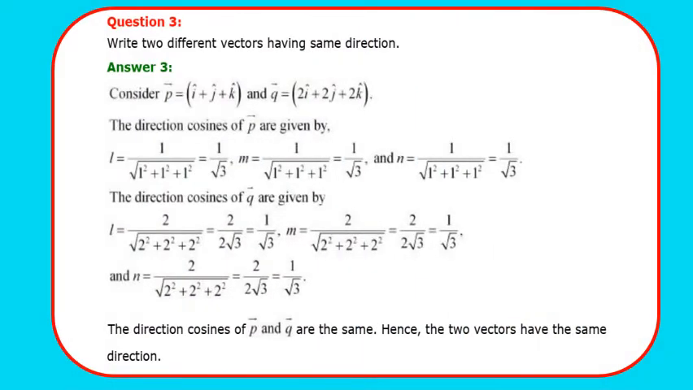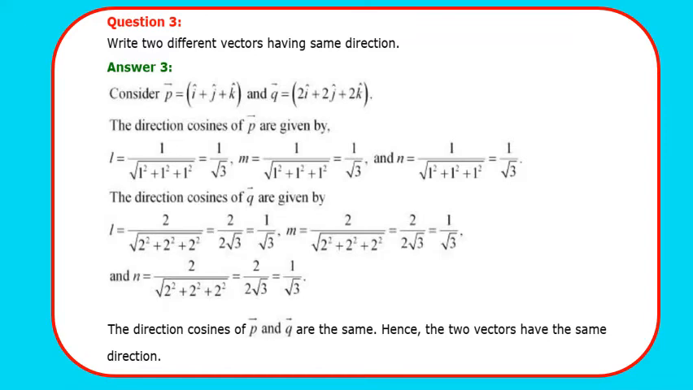Moving to question 3. Write two different vectors having same direction. Now we have to write two vectors which have the same direction but are different. So taking the vector p as i plus j plus k and vector q as 2i plus 2j plus 2k.